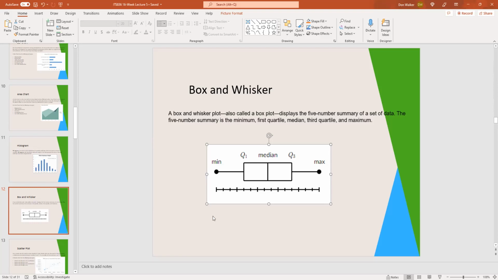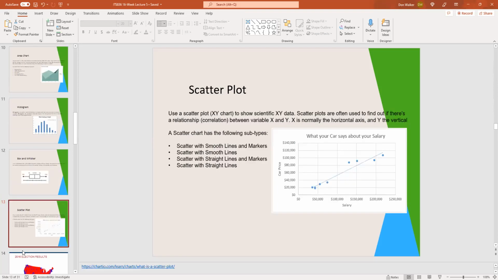And then you got your good old scatter plot. If you got two continuous variables, definitely want to throw in a scatter plot and see if they're related, how they're related.